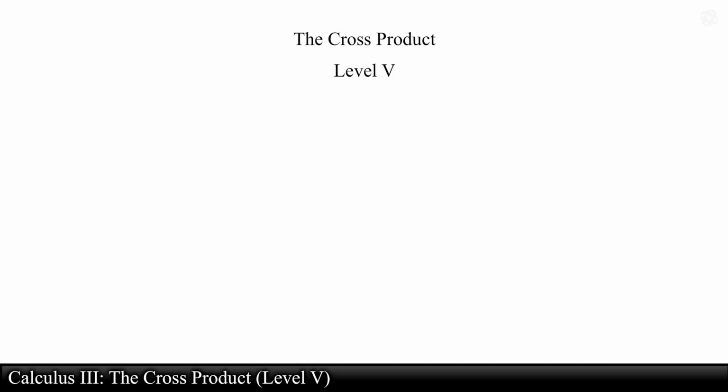The cross product, level 5. In this video, we will go over and prove various algebraic properties of the cross product. Let's start with the first algebraic property.